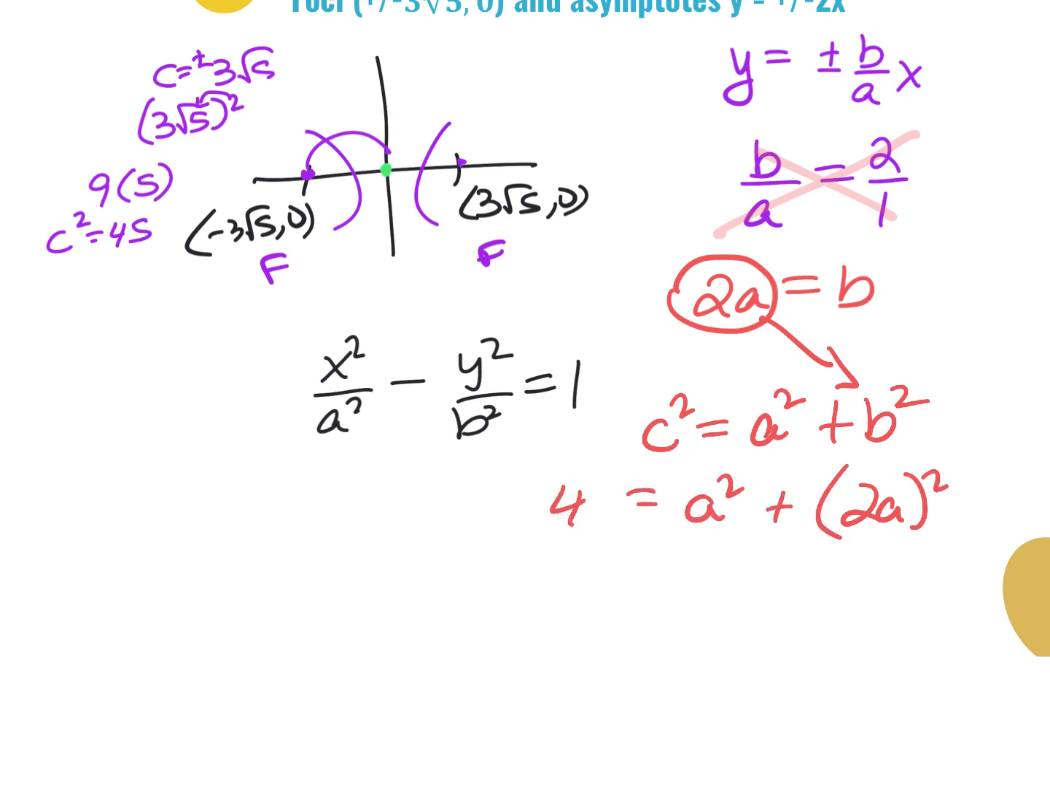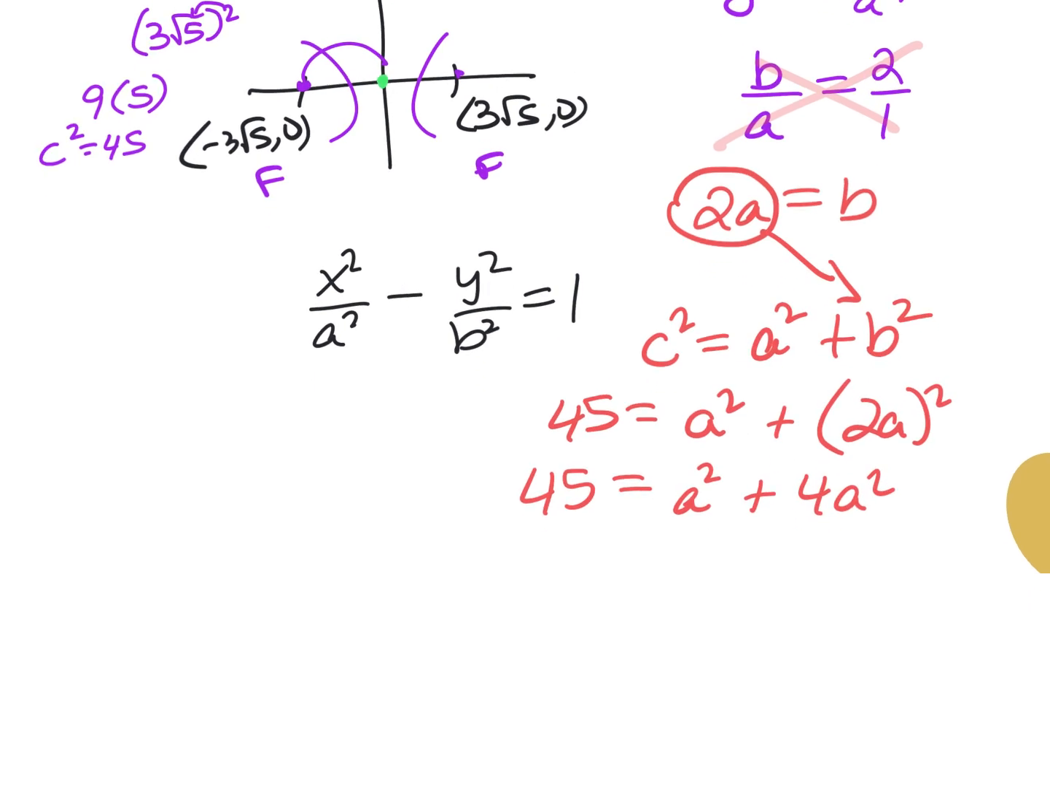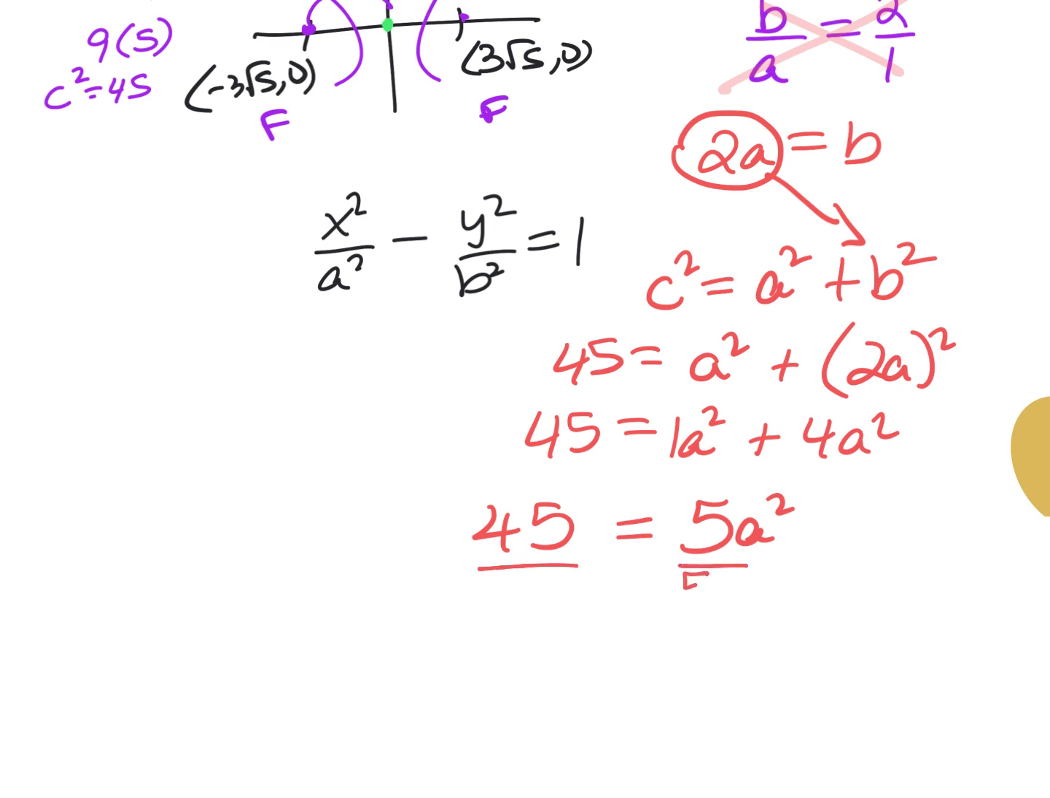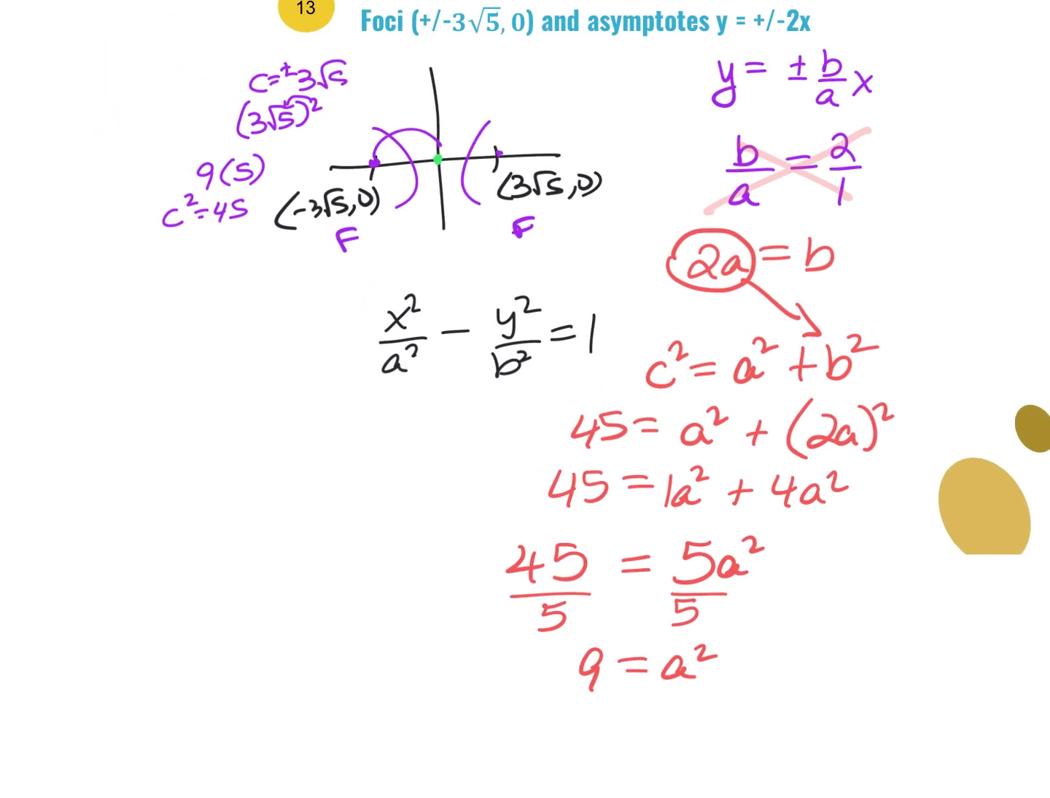My C squared is 45. So 45 equals A squared plus 4A squared. I can add my like terms here, and it becomes 5A squared. Divide by 5. 9 equals A squared. I don't need to square root it because what I need is A squared and B squared. Now I've got to plug it back into the equation one more time.